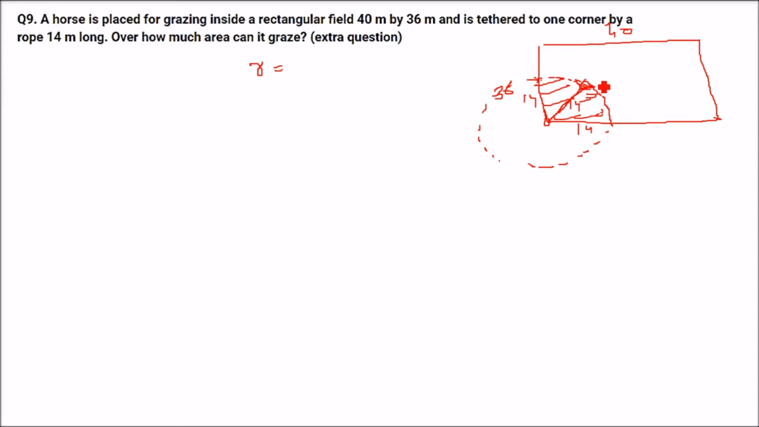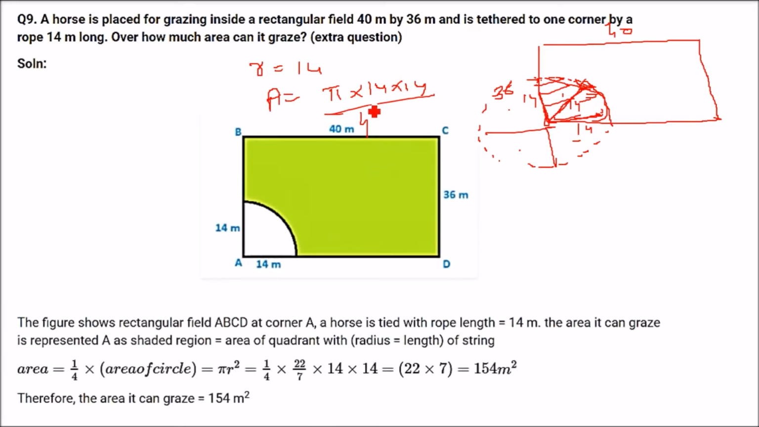So what is the radius? 14. And because we have to find out the area, this is a 1/4 part. 1 part, 2 part, 3 part, 4 part. So this is the 1/4 part. So radius is 14. The area will be equal to the whole area by 4. So what is the whole area? Pi r square, pi into 14 square. And this is going to be divided by 4, so you get pi into 14 into 14 by 4.